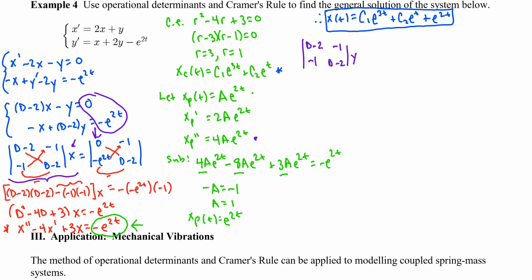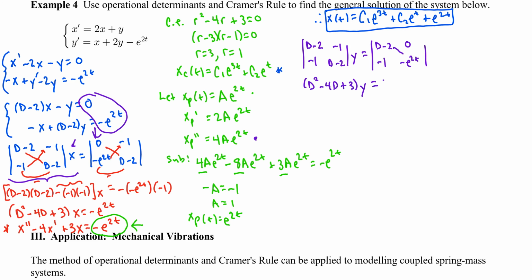This time applied to y equal to, now on the right side, I'm going to keep x's column the same, but I'm going to replace y's column with the functions on the other side of the system. Now, if I calculate the operational determinant on the left, it's going to be exactly the same as it was for x. On the right side, though, it'll be a little bit different.